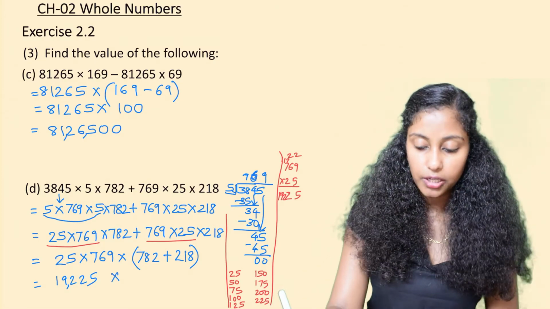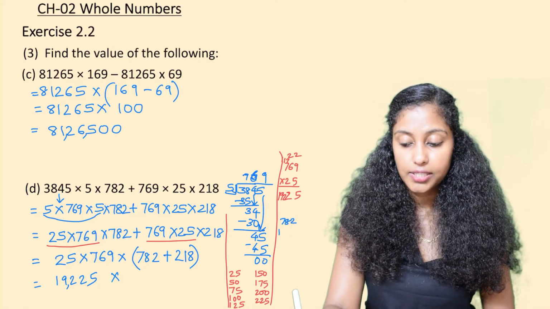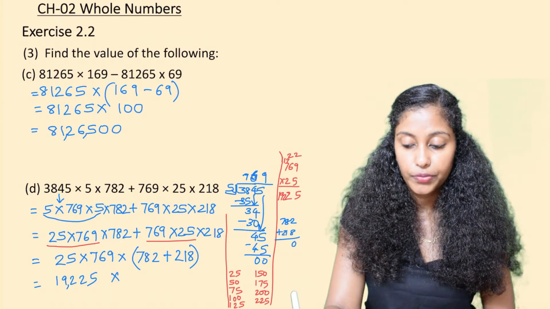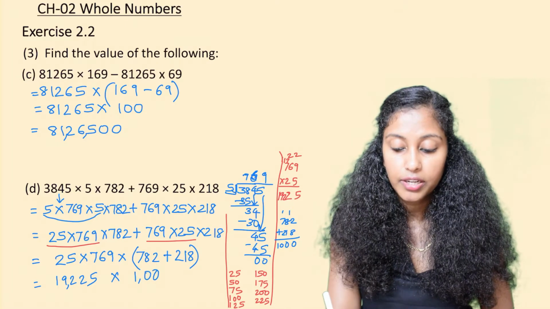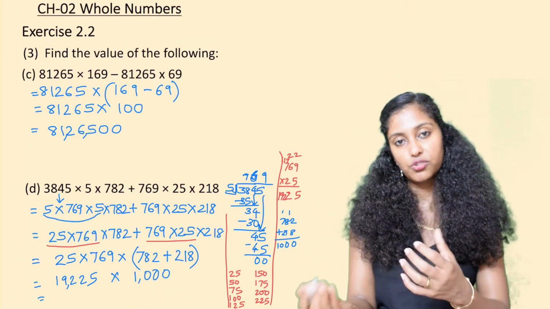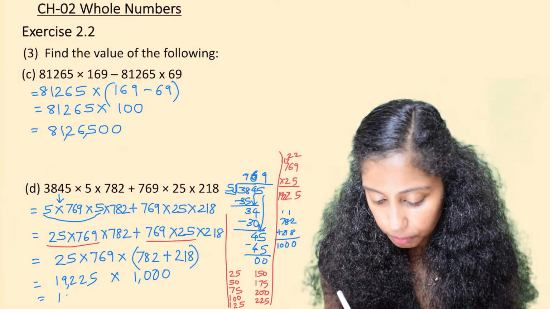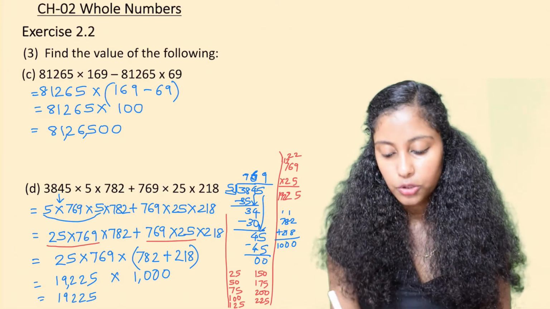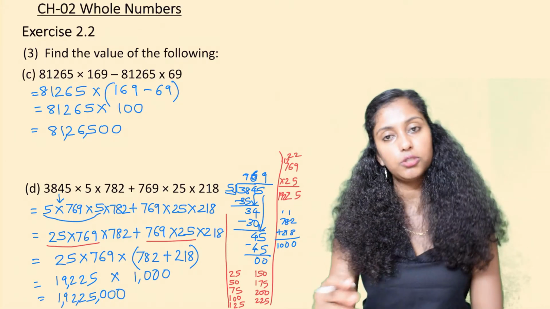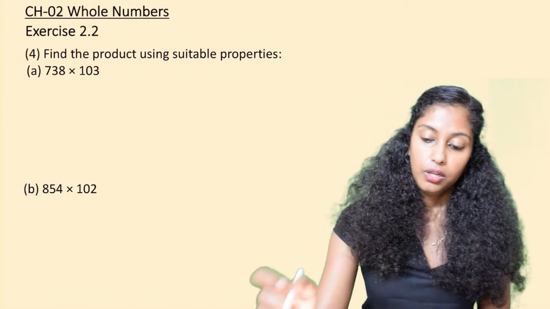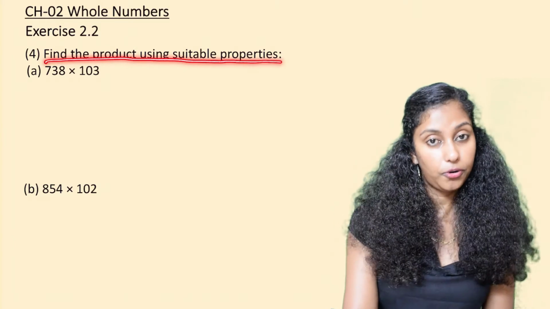Multiplied by, inside the bracket we have 782 plus 218. So let us add 782 plus 218. 8 to 10, 8 to 10, 7 3 10. So this gives us 1000. Wow, using distributivity property we are getting the answer so quickly. Now multiplicative property of identity. 19225 into 1 is 19225, and then we put 3 zeros. 1,92,25,000.